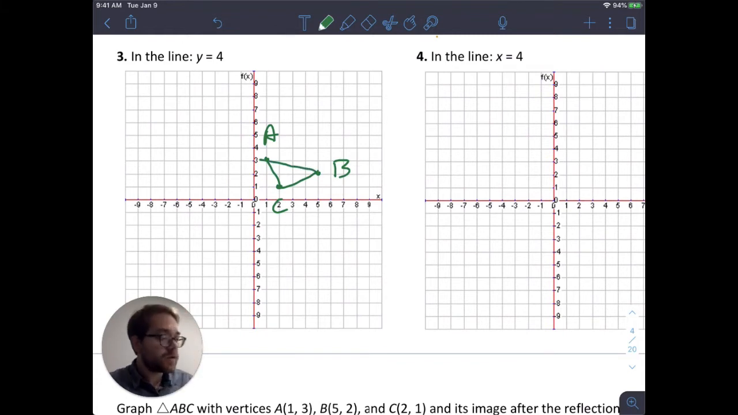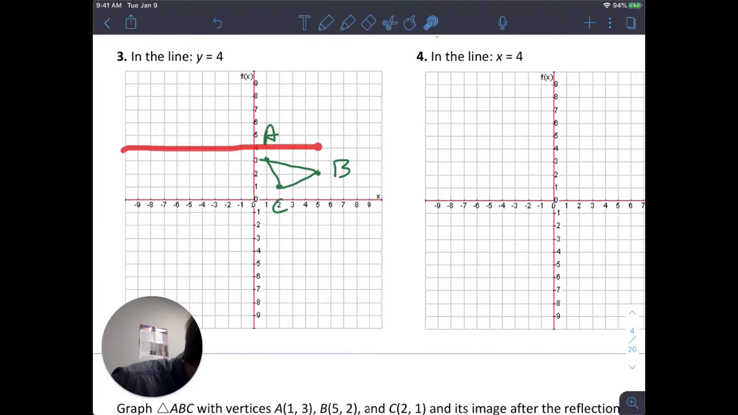And so this time we're going to reflect in the line y equals 4. Okay? So we're going to reflect across that line y equals 4. So I'm going to use a red line. And so y equals 4 is right here. Okay? y equals 4 is right here. And so we're going to reflect across this line.